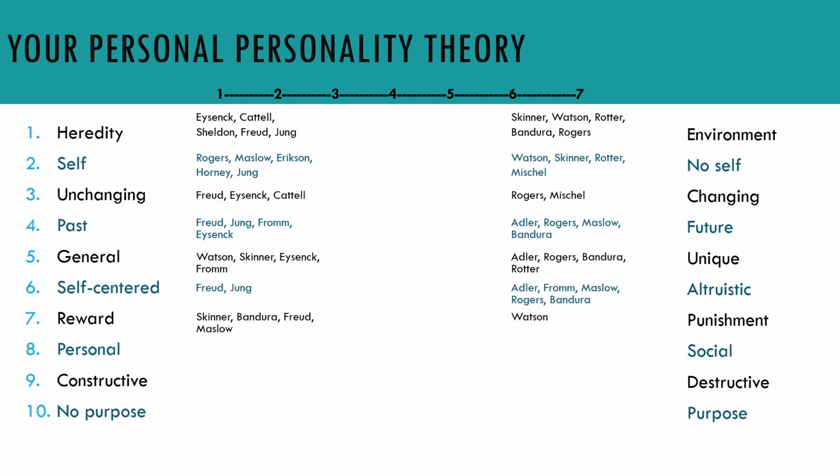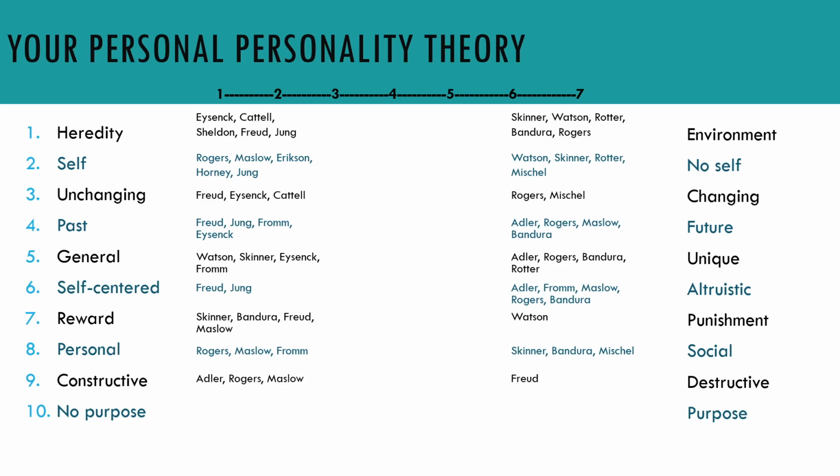If you think that we're more motivated by rewards, then you're going to agree with Skinner, Bandura, Freud, and Maslow. If you think that we're more interested in avoiding punishment, that was the perspective of Watson. If you think that personality is a personal thing that we develop, that's unique to us, you're going to be in agreement with Rogers, Maslow, and Fromm. If you think that the social setting really determines your personality, then you're going to agree with Skinner, Bandura, and Mischel. If you think that it's something that we build up, that it's constructive, that's Adler, Rogers, and Maslow.